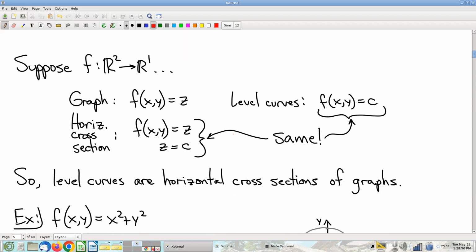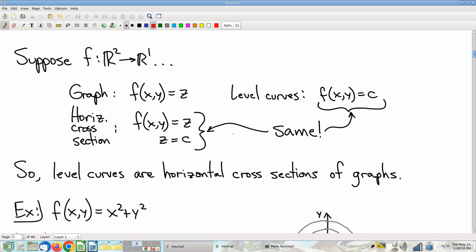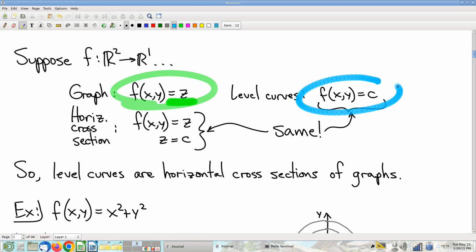Okay. Now, we've talked about graphs. We've talked about level sets. They're absolutely different things. Quick reminder, again, we've already discussed this: the graph is what you get when you set the function equal to another variable. A level set is what you get when you set the function equal to a constant. So algebraically, they're completely different constructions.